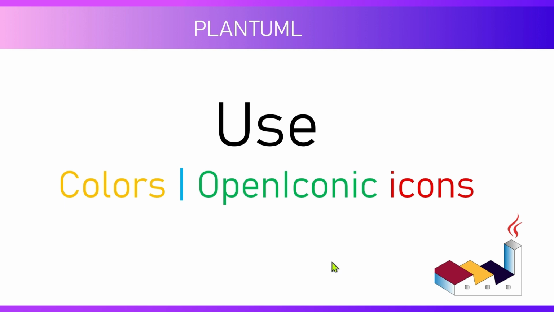Open Iconic icons are used to add visual icons within your PlantUML diagram to signify some more important activity within your diagram. So be it a state diagram, a use case diagram, a component diagram, or any diagram for your activity.